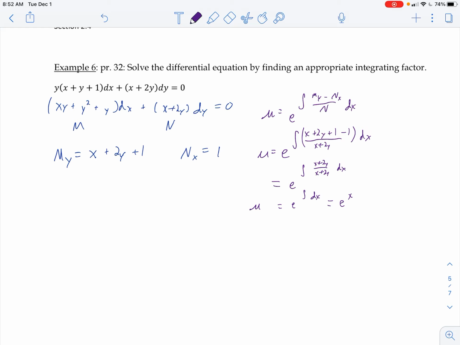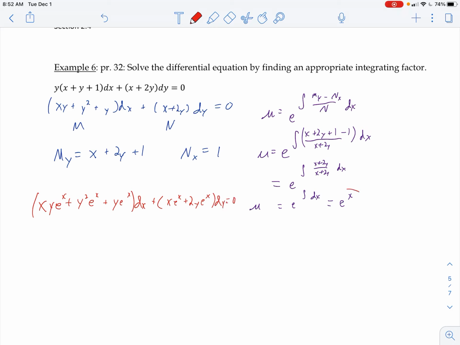Now we're going to multiply our M and our N by mu. So we have this new equation where we multiply M by mu. We get (xy e^x + y² e^x + y e^x) dx + (x e^x + 2y e^x) dy = 0.